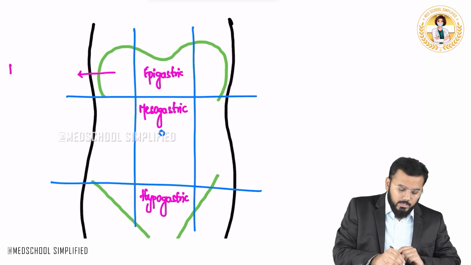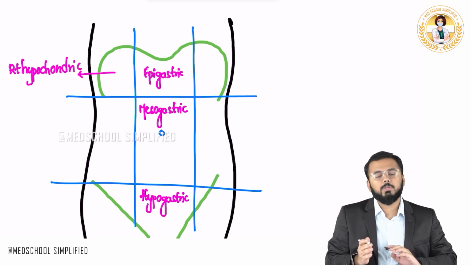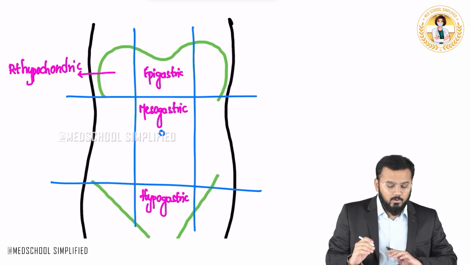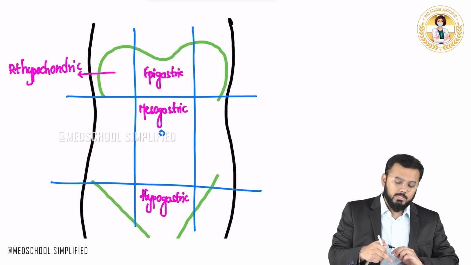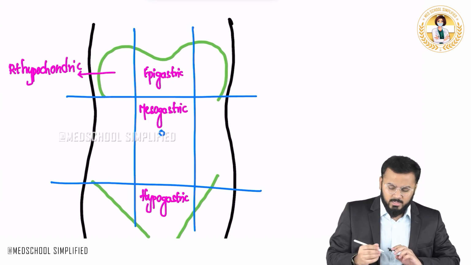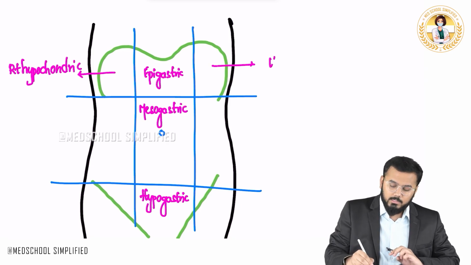This region over here is called the right hypochondriac region. Why are you calling it right hypochondriac region? Because it is on the right side. Why are you calling it hypochondriac? Hypo means below, chondric means ribs. So this region is present below the ribs. In the same way, the region present below the ribs on the left side is called the left hypochondriac region.